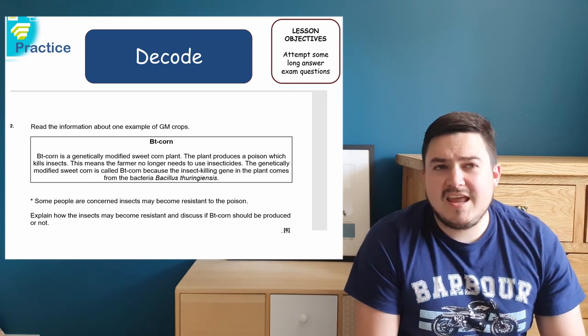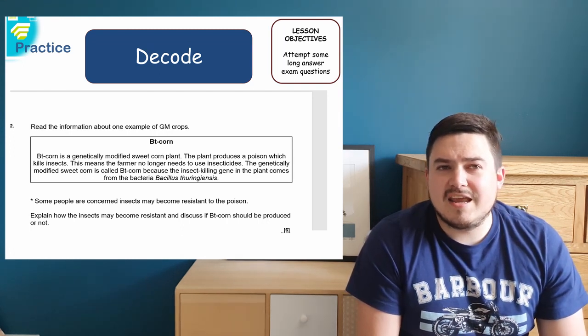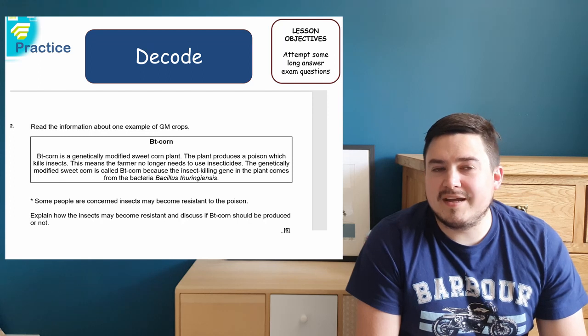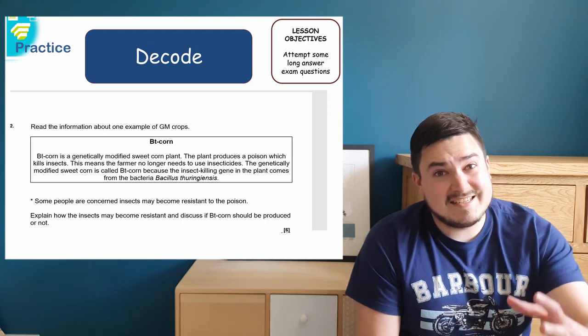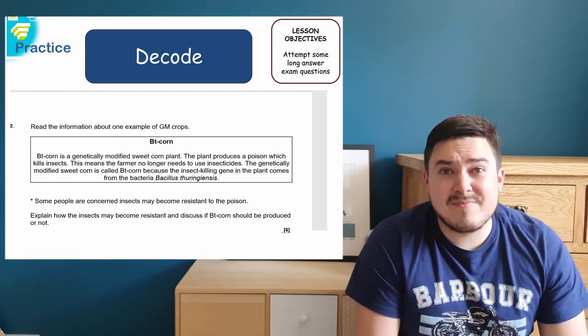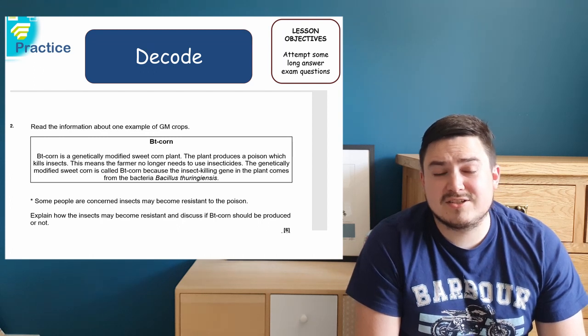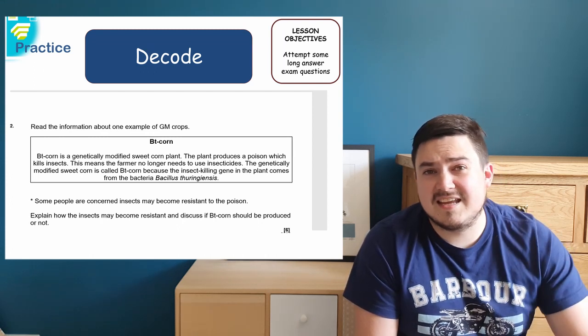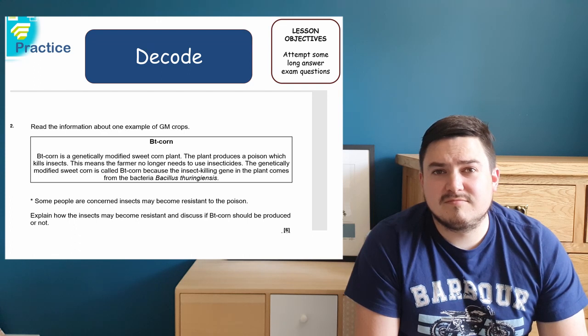If you look at the question here, you can see there is a section in a box that says read the information about one example of genetically modified crops. It tells you that for a very important reason. Reading that information is going to be important to answering this question. So I'm just going to read through everything it says here.